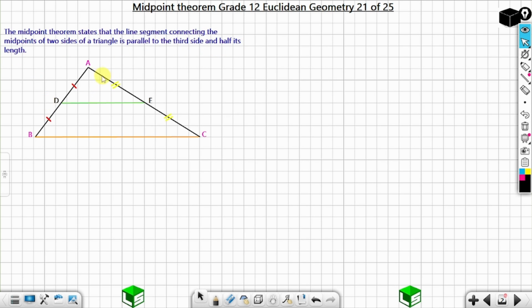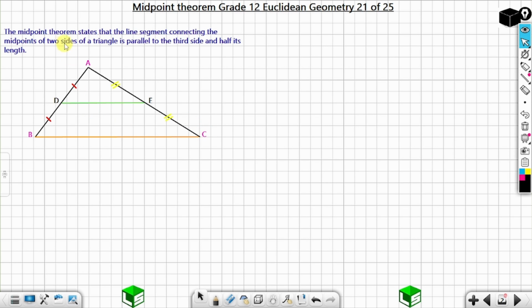So you have triangle ABC. D is the midpoint of AB, so AD is equal to DB, and E is the midpoint of AC, so AE is equal to EC.